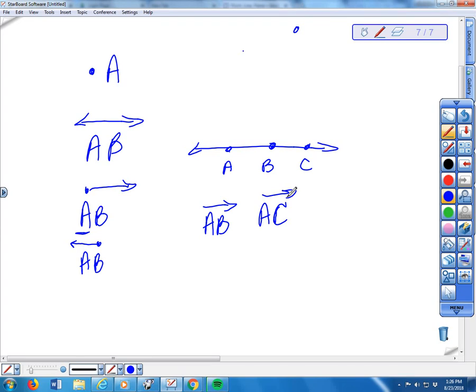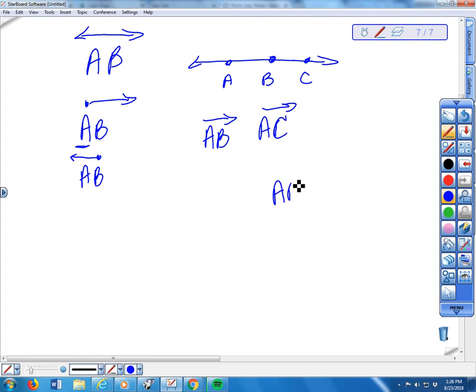Okay? Segments don't have arrows. Segments are just truncated lines. Okay? So segment AB, I could have line AB, but when I'm talking about segment AB, I'm just talking about this piece right here, not the whole thing. Okay?